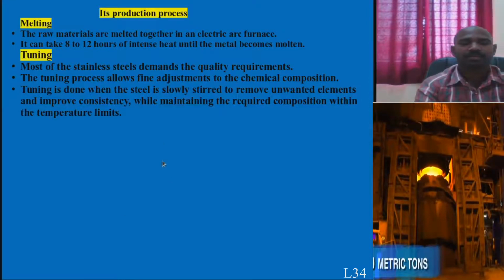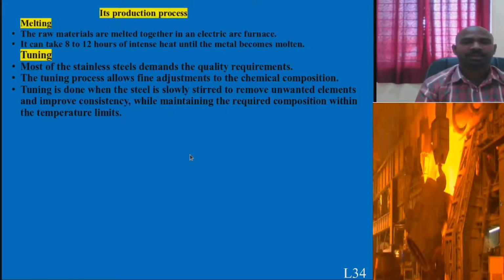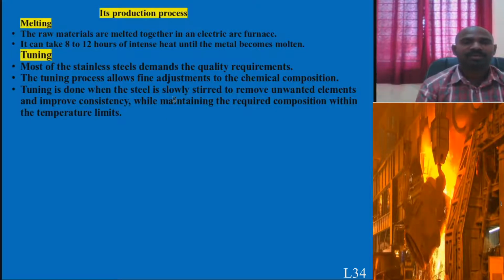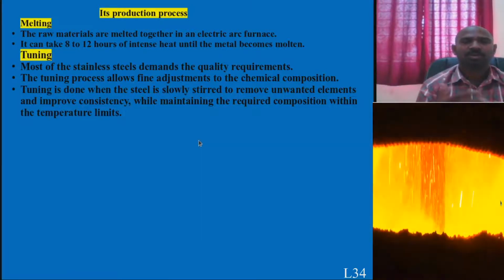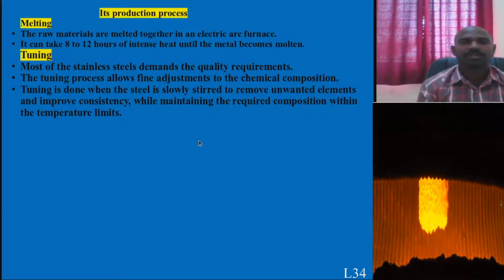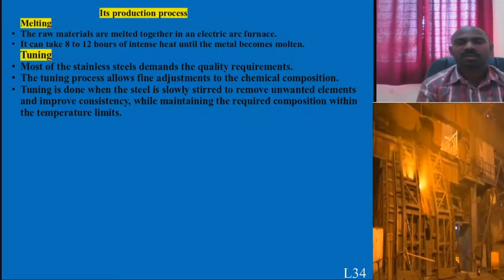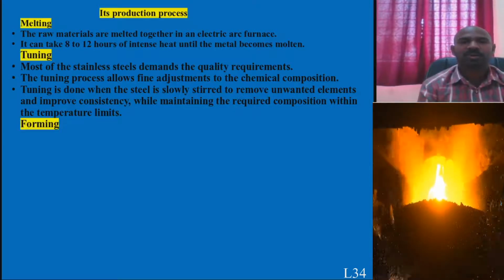Now, how is tuning done? The metal is slowly stirred, mainly with inert gas, unwanted elements are removed, and the consistency of chemical composition is maintained within the temperature limit. The molten temperature is also important, which is controlled in the tuning process. This is how tuning is done in the stainless steel production process.